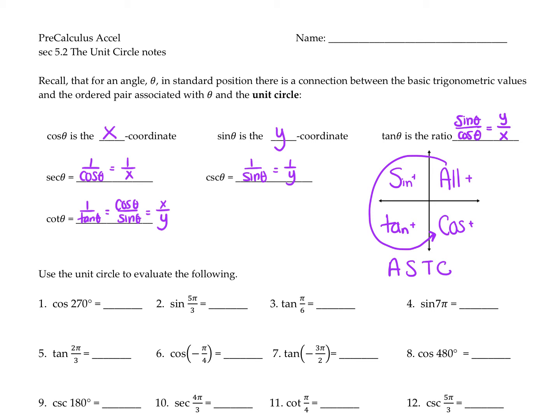ASTC is all students. Let me rewrite this a different way. So, A-S-T-C. A is all, and then the S is sine, but we could say all students take calculus. And that's kind of like a mnemonic device to help us remember ASTC: all, sine, tangent, cosine.